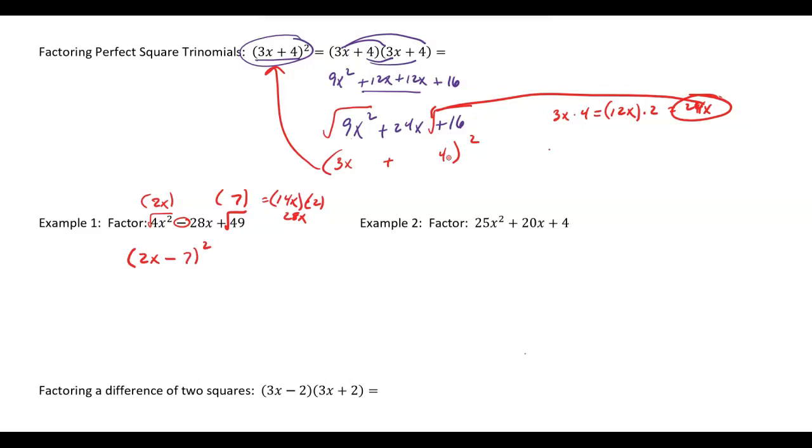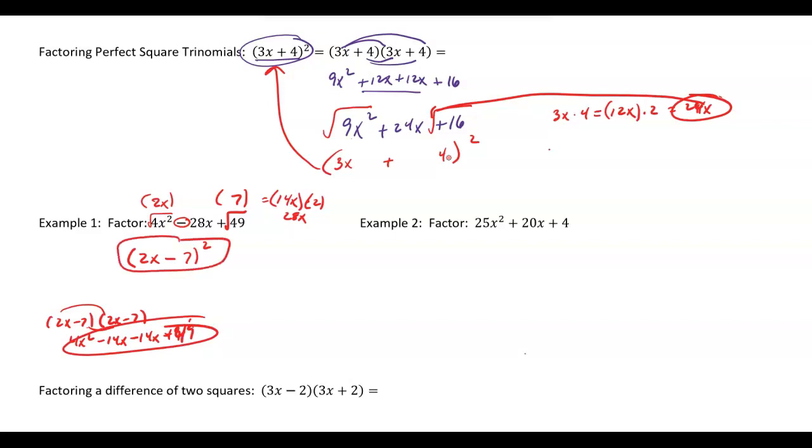And then notice here, if I wanted to check my answer, 2x minus 7, 2x minus 7, 4x squared, bam. Minus 14x, minus 14x, negative 28x. Negative 7 times negative 7, plus 49. That is what I get there. So you know this factors as 2x minus 7 all squared.